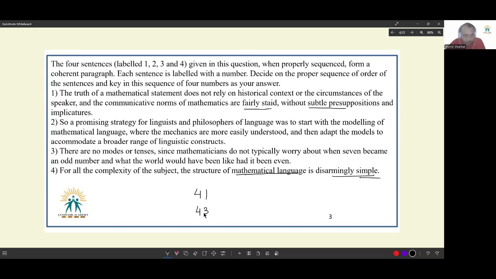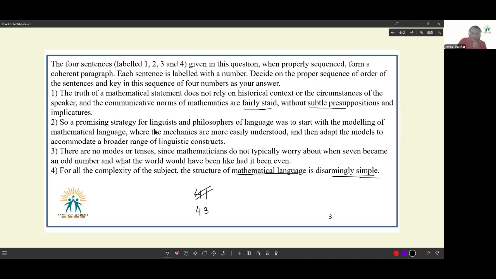Now, 3 gives us there are no modes or tenses, which would imply it is simple. The truth of a mathematical statement does not rely on historical context or circumstances of the speaker, which would imply its absoluteness, which would imply its universality. Not the fact, but it would not imply the fact that it is simple as much as statement 3 would. So between the two of them, 4, 3 would win. Additionally, now we are left with 4, 3.